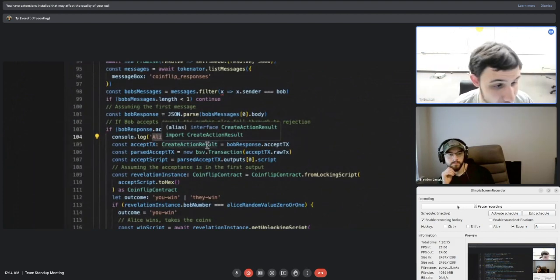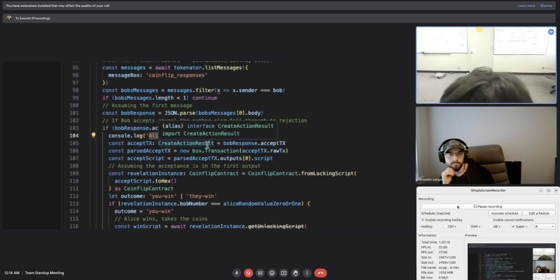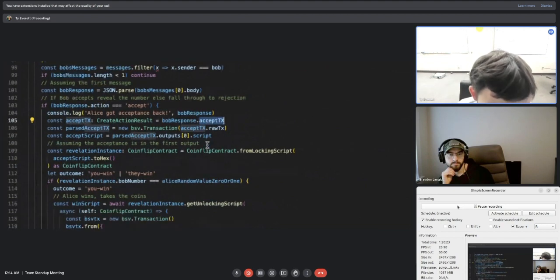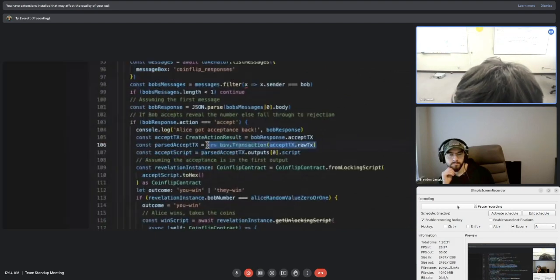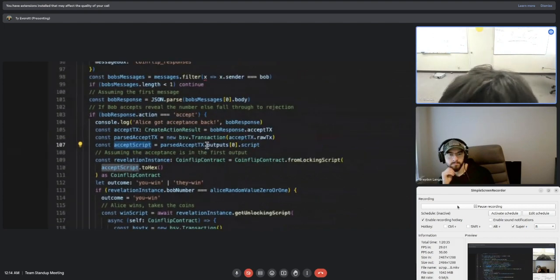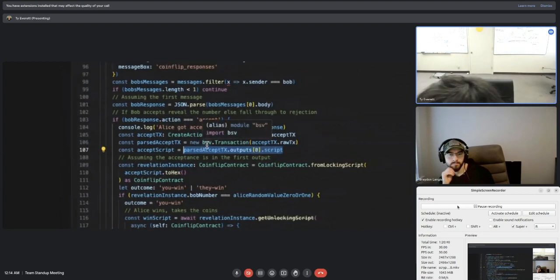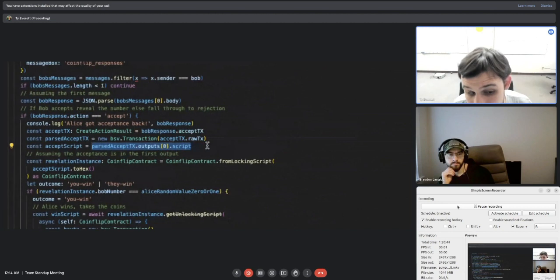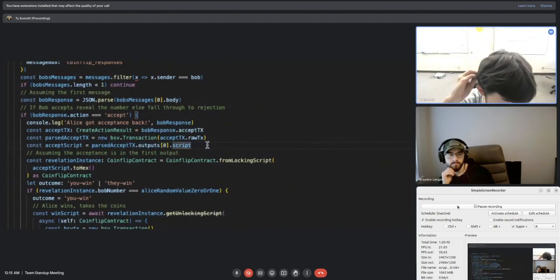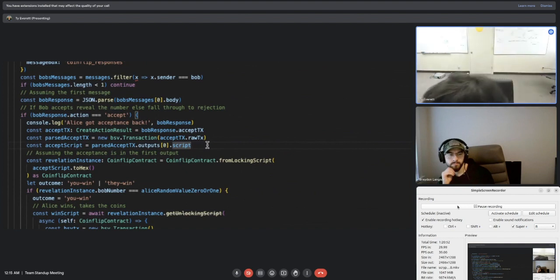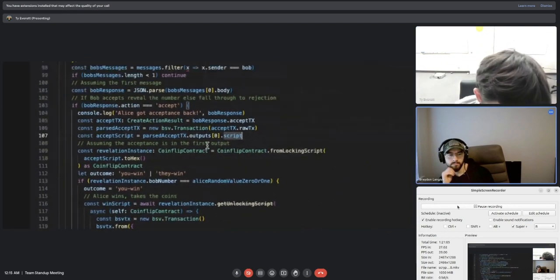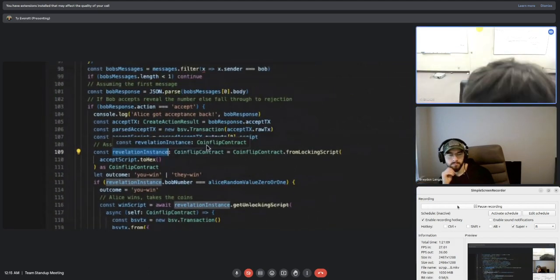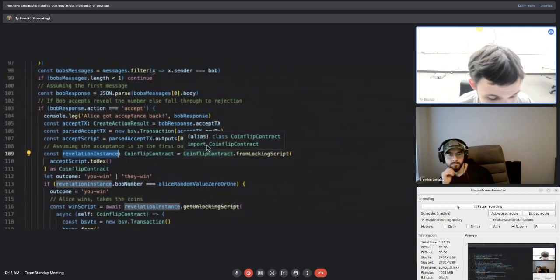The accept transaction, which means Bob spent the coin successfully, is from the accept Tx that Bob sent back. So Bob is going to send back a transaction to Alice, which is his acceptance of the contract. We're going to parse that using bsv.Transaction, make a new transaction out of it, and pull out the first output script, making an assumption that it's the first output. So here we see a script that Alice wants to see back from Bob. How do we look at the terms and conditions, as we asked before? There's a way to construct a contract using the constructor. There's also a way to construct every contract using fromLockingScript. So we make a revelation instance, which should probably be called accept instance in this context, but we'll see why it's called revelation instance in a minute.